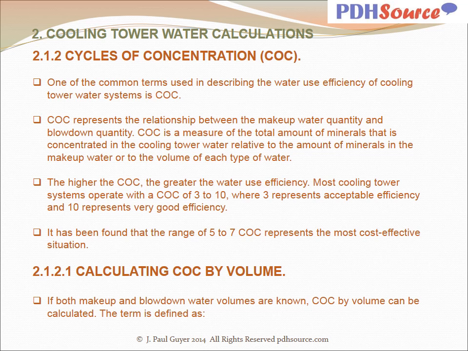Most cooling tower systems operate with a COC of 3 to 10, where 3 represents acceptable efficiency and 10 represents very good efficiency. It has been found that the range of 5 to 7 cycles of concentration, COC, represents the most cost-effective situation.